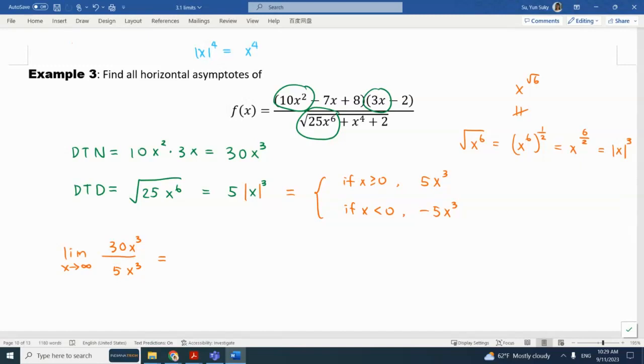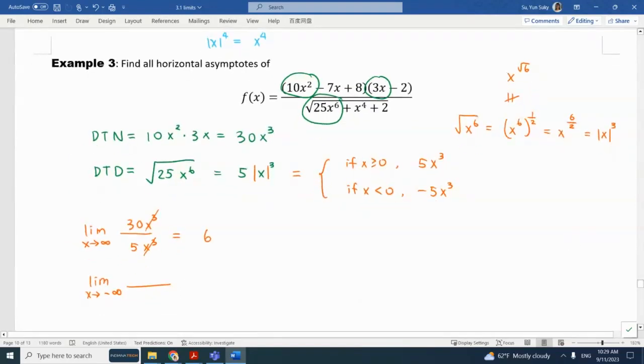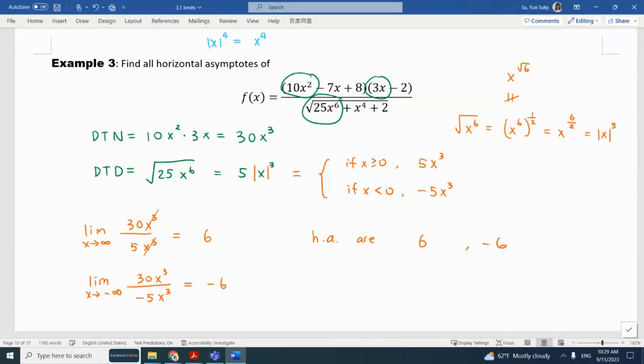Okay, what is the limit, William? Yeah, we cancel out x cubed, and 30 over 5 is 6. Right? On the other hand, when x goes to minus infinity, what do we get? Dylan? Yes. And what do we get? Yes. So we say horizontal asymptotes are, can we just say 6 and minus x?